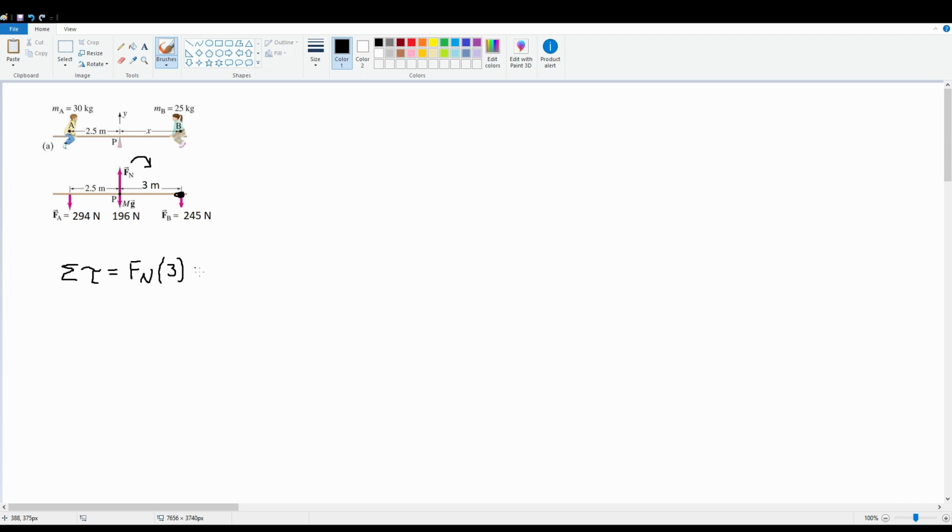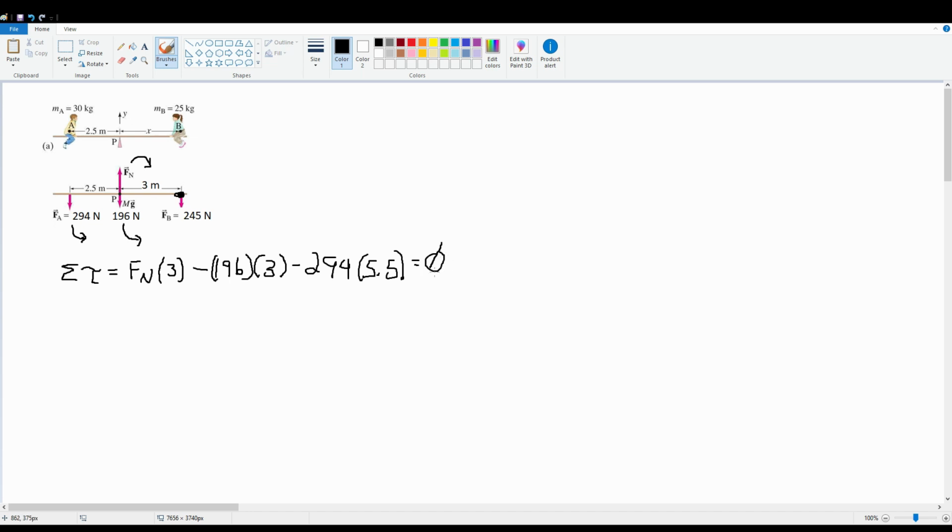And then I have the center of mass of the beam. So it's going to be minus, since this is going to cause it to go counterclockwise, minus 196 times 3. And then FA, also going to cause it to go counterclockwise. So that's going to be another minus 294 times 5.5. And all this is going to be equal to 0.